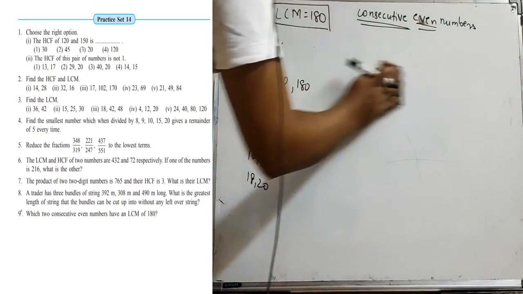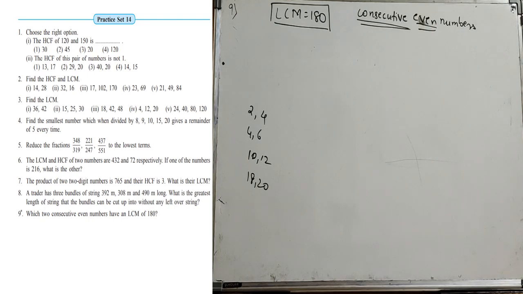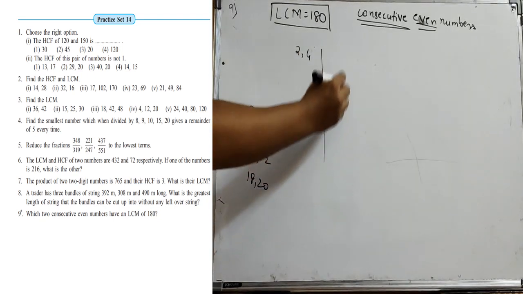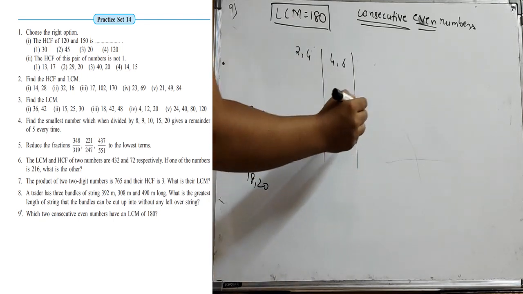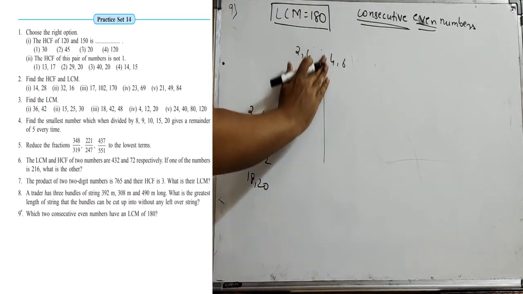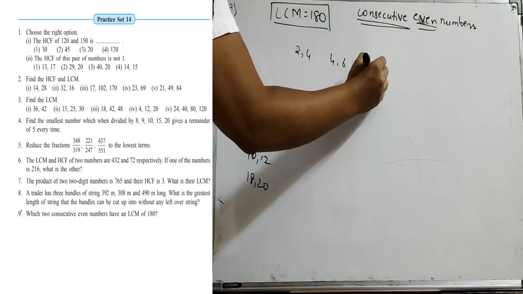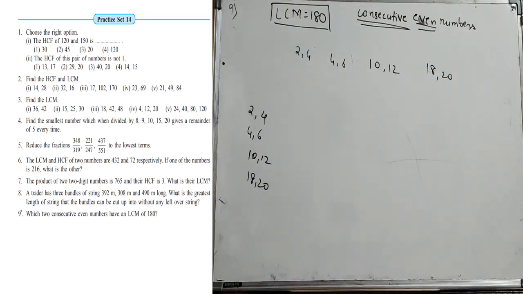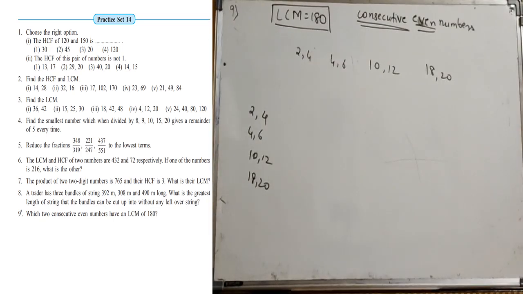So the pairs of consecutive even numbers which are factors of 180 are 2 comma 4, then you got 4 comma 6, then you got 10 comma 12 and you got 18 comma 20. Now the only thing we have to do is find the LCM of these pairs. Once we find the LCM of these pairs, it will be clear which pair has the LCM of 180.